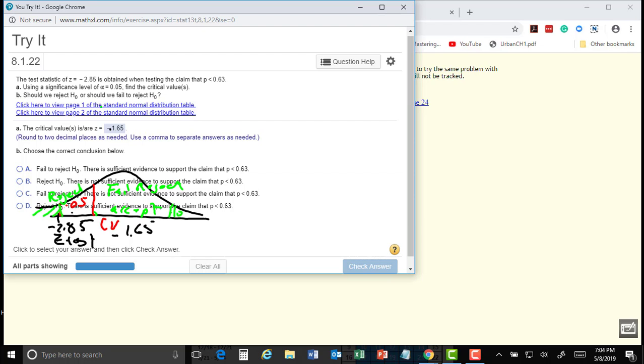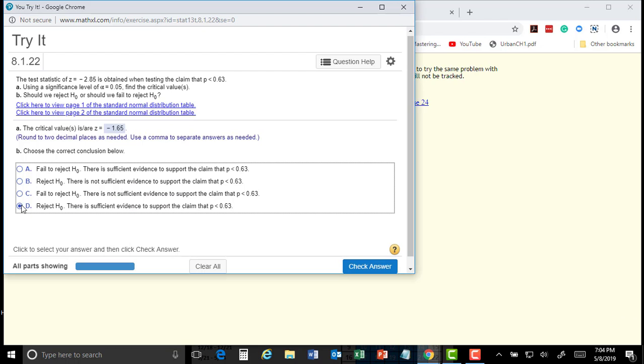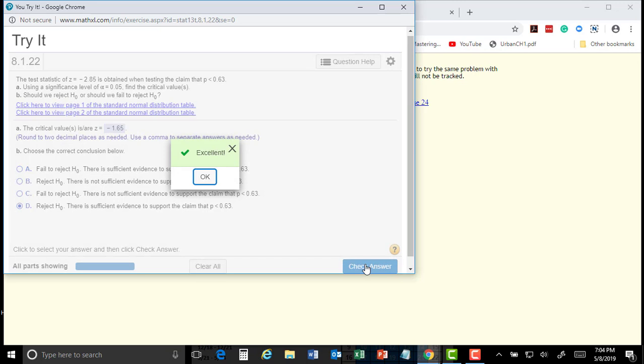So anyway, you certainly have rejected the null, yes, because we're over here. Okay, so we're going to reject a null, and there should be sufficient evidence to show that this is the case. So we should reject the null, and there is sufficient evidence to support 0.63. Yeah, because it's to the left. Ta-da, got it.